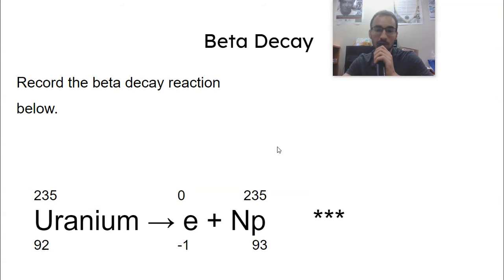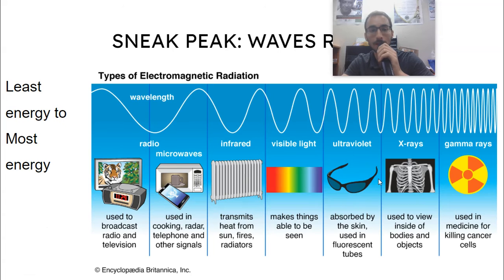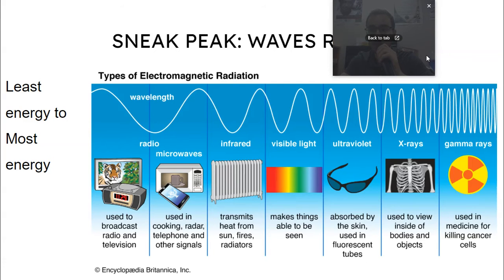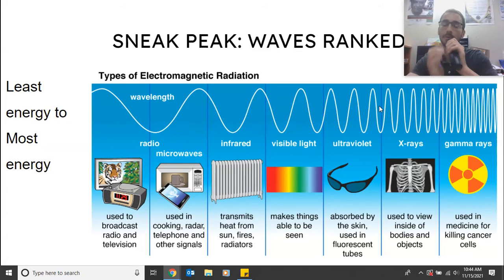Hopefully you noticed these two numbers should add together. So 235 plus 0 is 235. This one will be larger because the neutron turned into a proton, so it'll be one more proton. So 93 plus -1 equals 92. So the mystery element is neptunium. Please write that formula down so you know how beta decay works. And we're going to have a little sneak peek after the break.